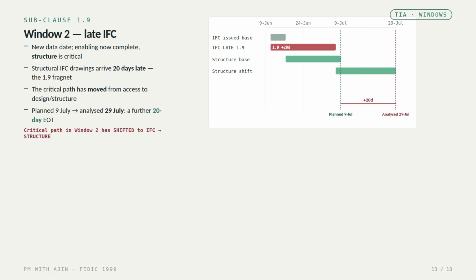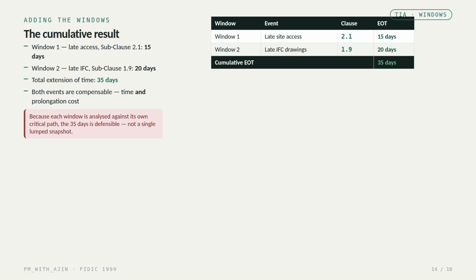Window 2. Late IFC drawings. Under subclause 1.9, we advance to a new data date. The enabling works are now complete, and the structure has become the critical activity. Then the structural IFC drawings arrive 20 days late, and we model that as the 1.9 fragment. Now we add the windows together. Window 1, late access under 2.1, gave 15 days. Window 2, late IFC under 1.9, gave a further 20 days. The total extension of time is 35 days.